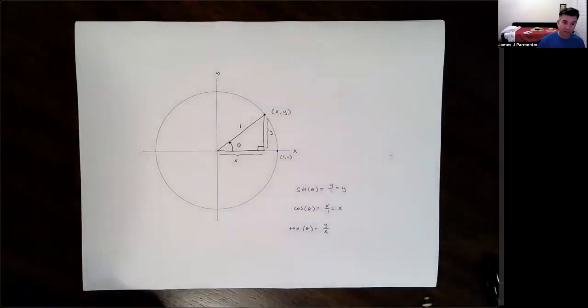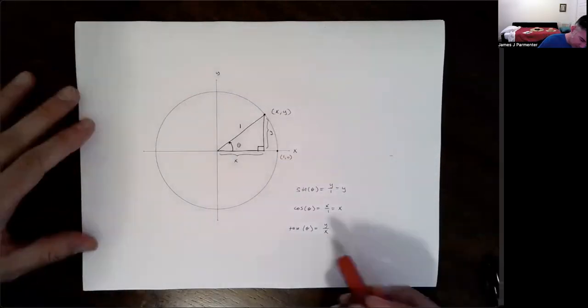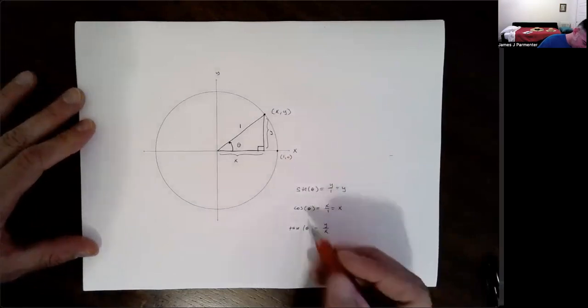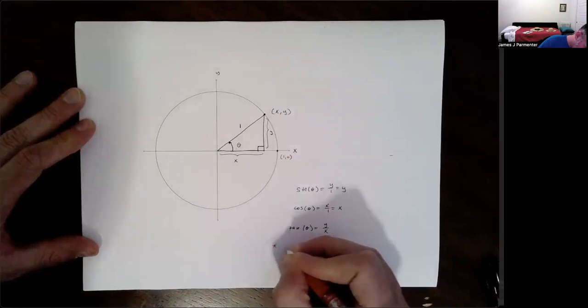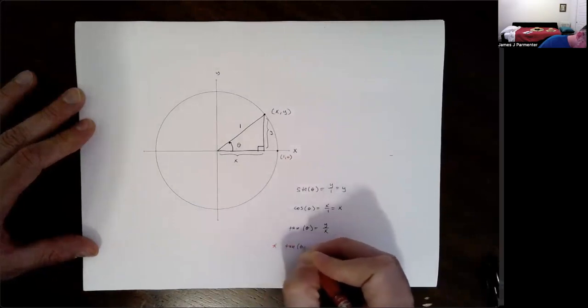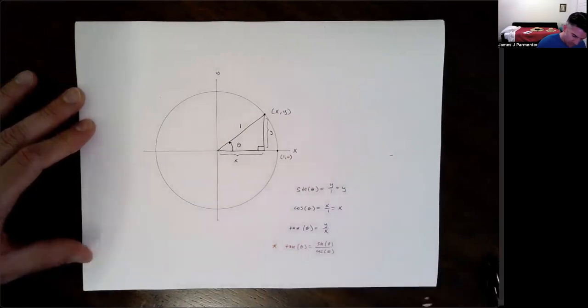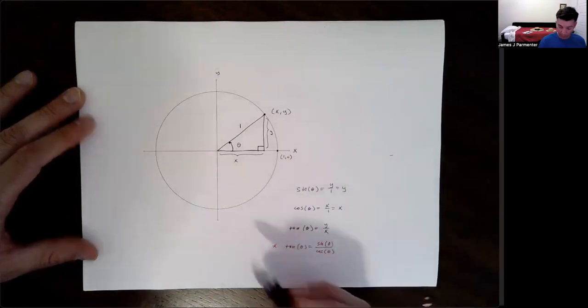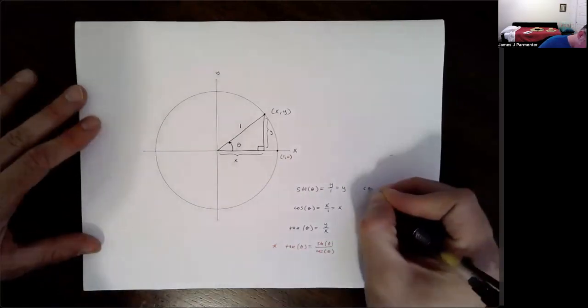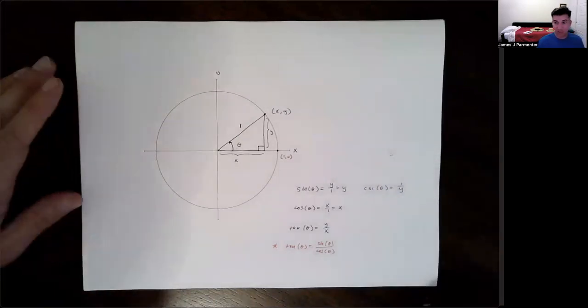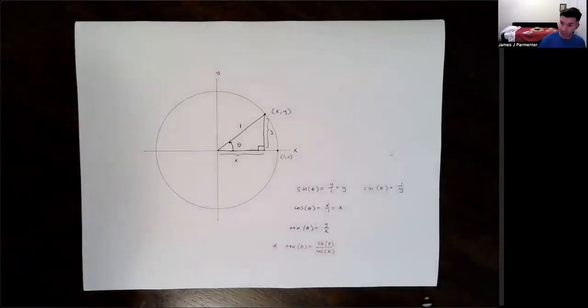Fun fact, worth noting here: another way to think of tangent of theta is that y divided by x is just sine divided by cosine. So people like to think of tangent of theta as sine of theta divided by cosine of theta. And then the reciprocals: cosecant of theta is going to be 1 over y. You can also say it's 1 over sine of theta, but really it's the reciprocal of sine of theta.